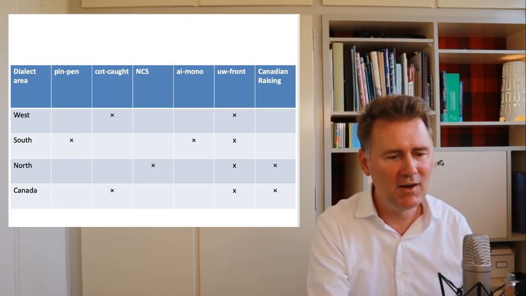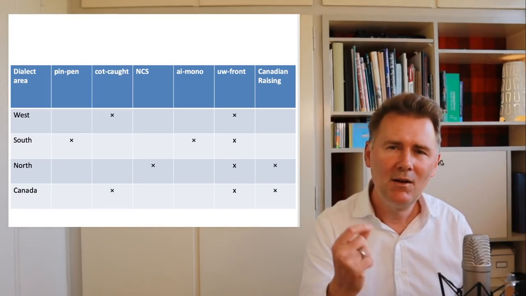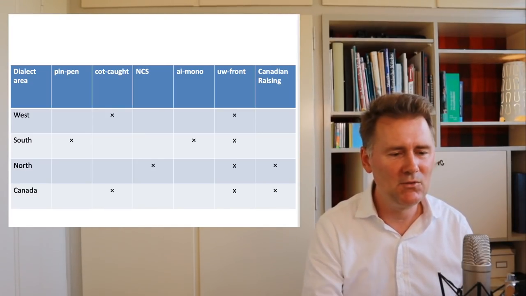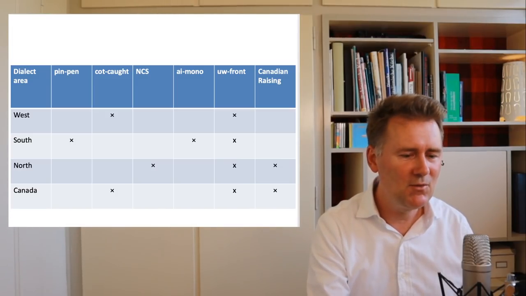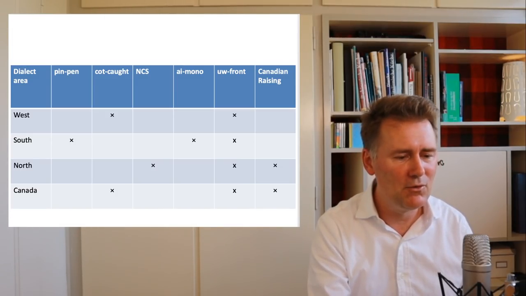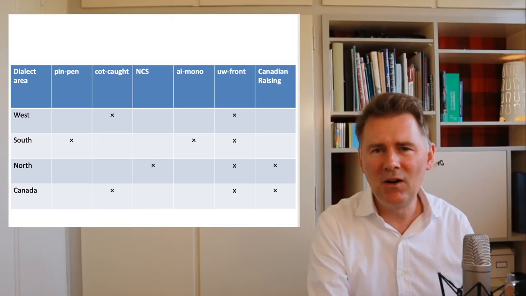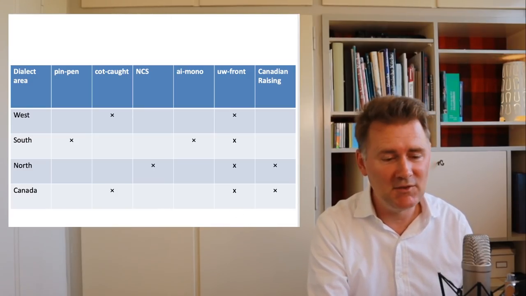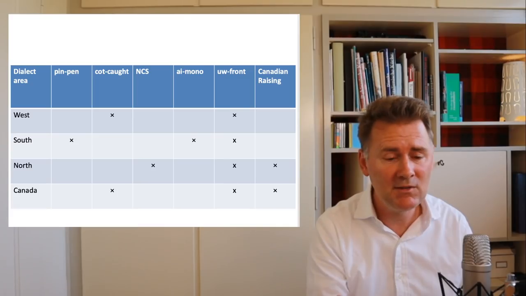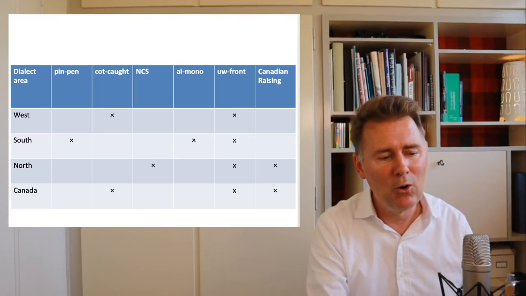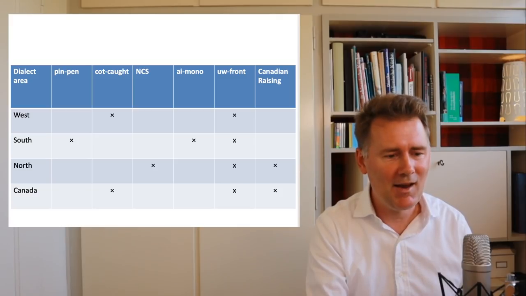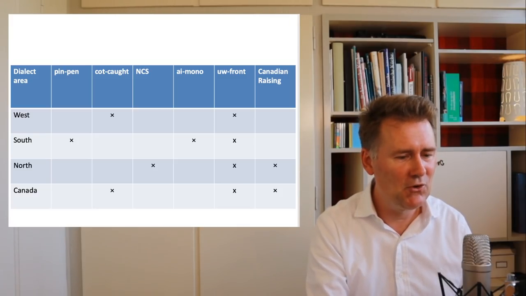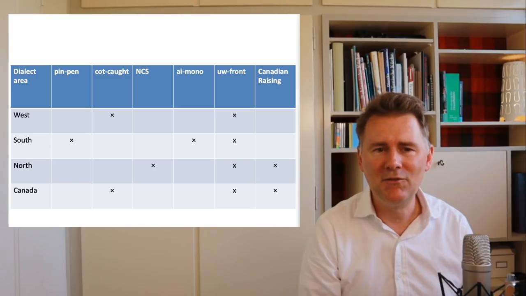Okay, so if you found a speaker who doesn't have that, you might be looking at a speaker who's from the South. The Northern Cities Shift, that is found in the North, of course. Eye monophthongization, again, is a feature that we find in the South, but not so much elsewhere. Ooh fronting, I'm afraid, is pretty useless as a feature because we find it in all four varieties. Canadian raising, only in the North and in Canada. And finally, there's the pin-pen merger. Also, that is a southern feature.